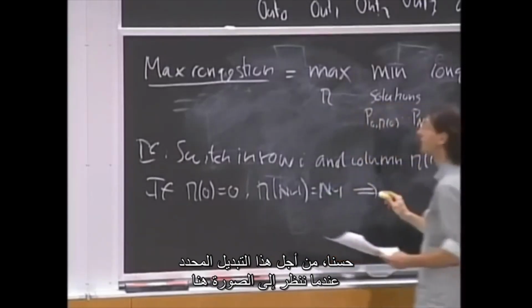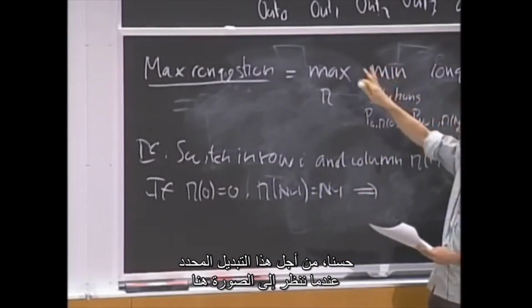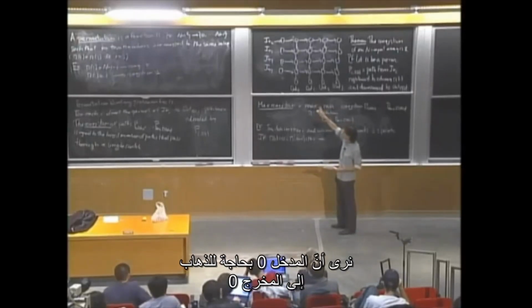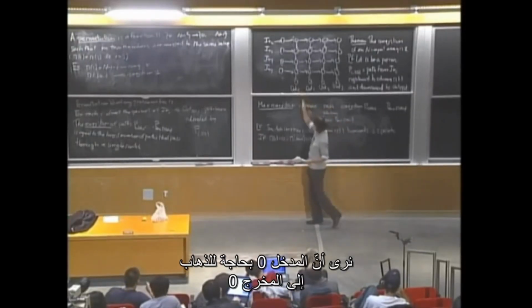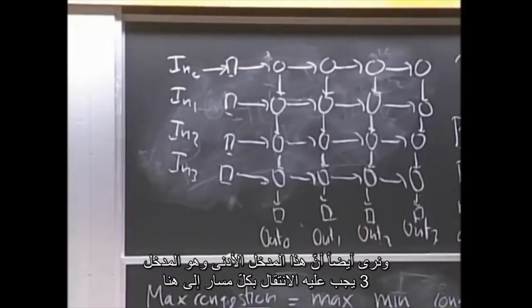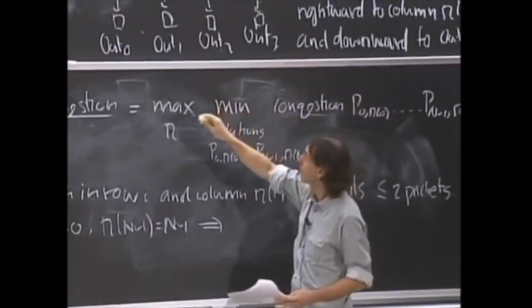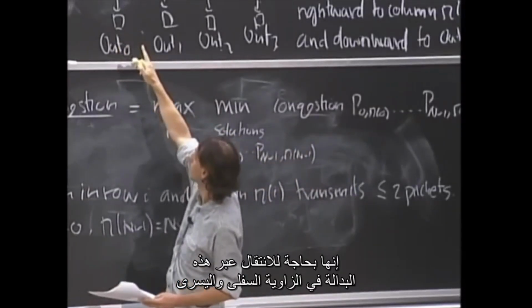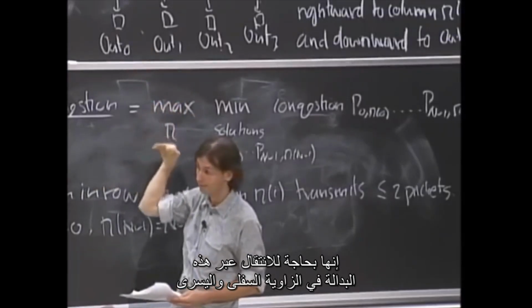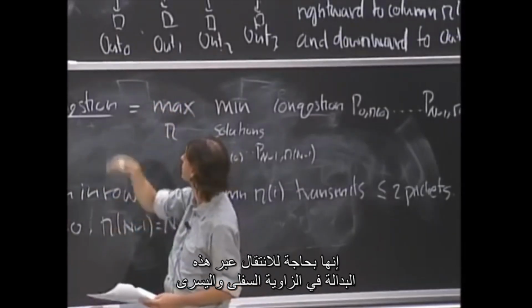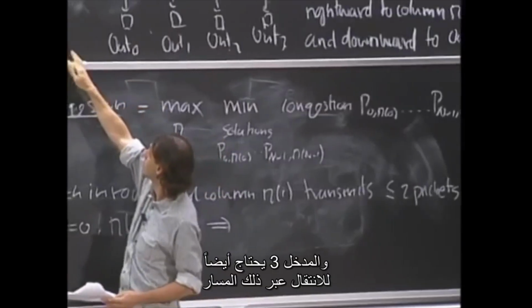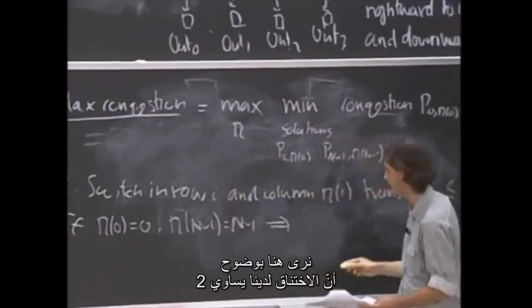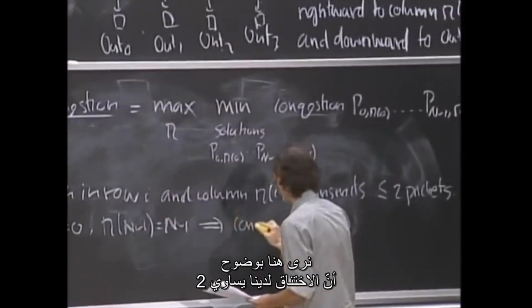Well, for this particular permutation, when we look at the picture over here, we see that input 0 needs to go to output 0. We also see that this lowest input 3 needs to travel all the way up to here. But it's clear that the packet that needs to go over here needs to travel through that switch in the lower left bottom corner. And the input 3 also needs to travel through that. So here we clearly see that we have a congestion of 2.